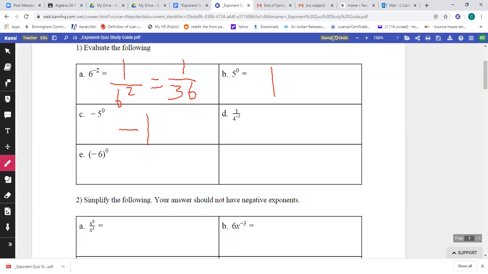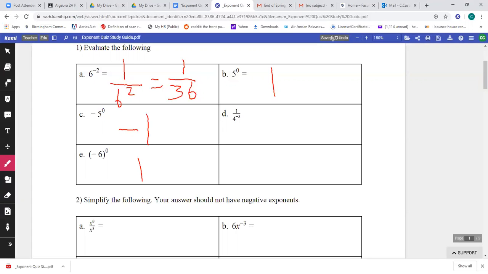Look at letter E. This one is 1 because the negative is inside the parentheses. So it says take negative 6 to the 0 power. That's 1. But look at the difference between C and E: in C, you take the negative after.